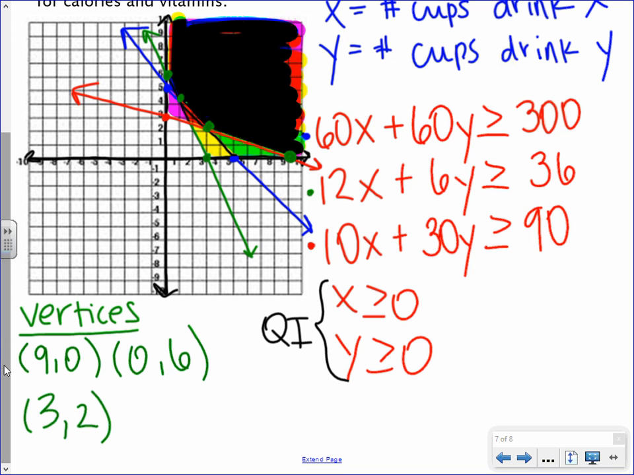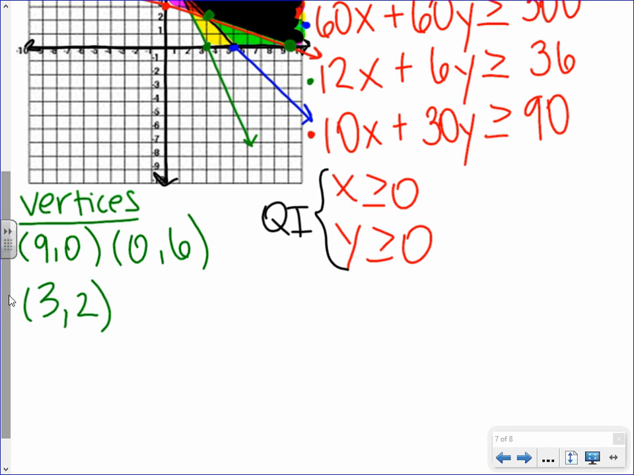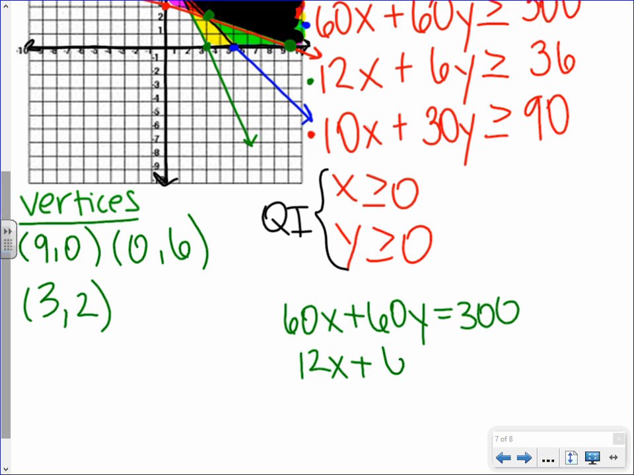Okay. Now my other one, I'm not so sure about. My lines may not be straight, or that might not be a nice coordinate. I don't know. So this is the intersection between the green and the blue, correct? So we need to take the green and blue. So 60x plus 60y equals 300. 12x plus 6y equals 36. Okay? At your pod, I want you to work on that intersection point. So use substitution or elimination to find where those two intersect.